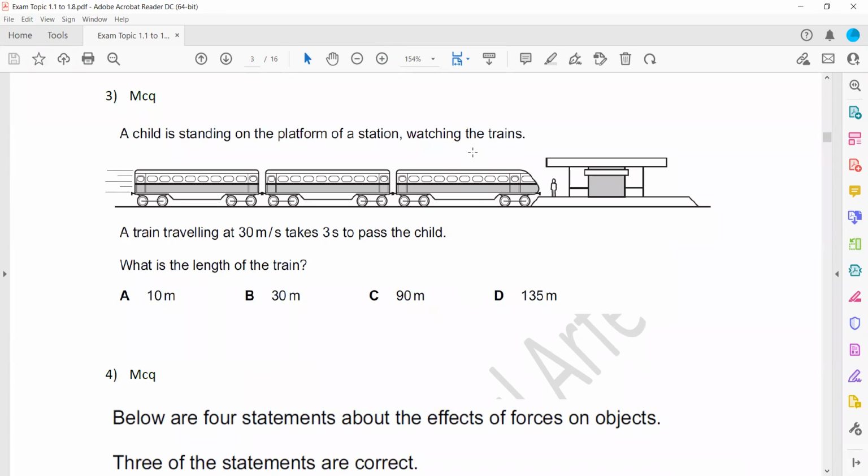Then a child is standing on a platform of a station watching a train. A train travels with a speed of 30 meters per second for 3 seconds. We want the length, or the distance. Whenever there is a constant speed, speed is distance divided by time, so distance is speed multiplied by time. So 30 multiplied by 3 equals 90.